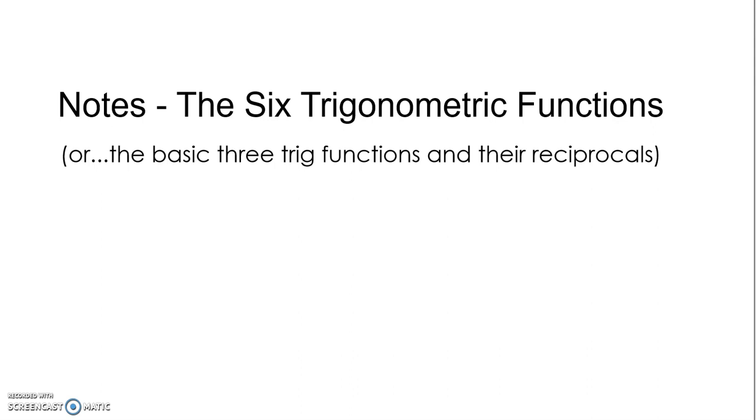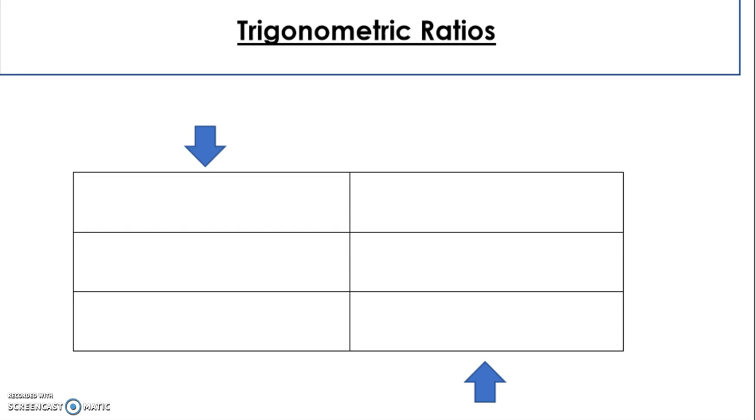And what we're really looking at is the basic 3, sine, cosine, and tangent, but we're also going to look at the reciprocals, the reciprocal function to those. Not to be mistaken with the inverse. This is the reciprocal. So as we were talking about with the fractions, reciprocal just means flipping the fraction. So these are our trigonometric ratios.